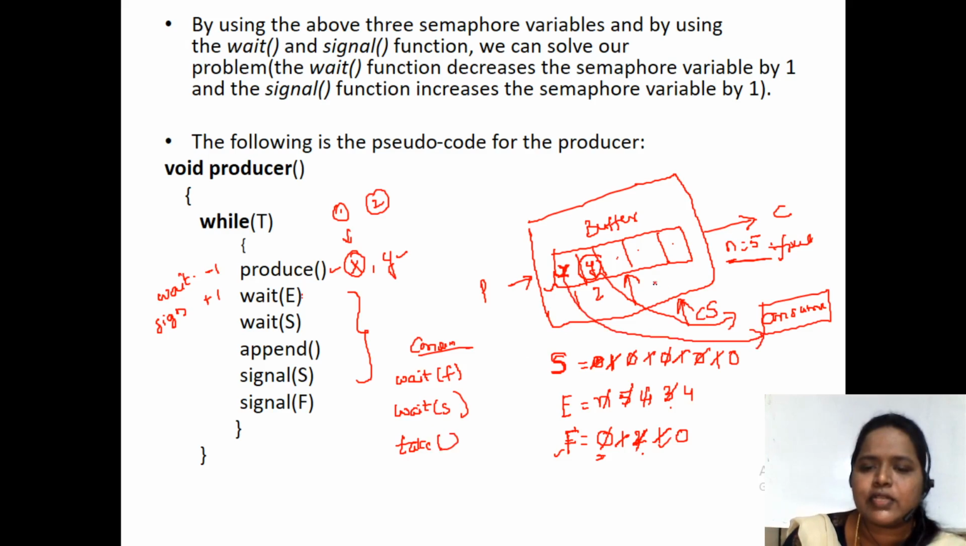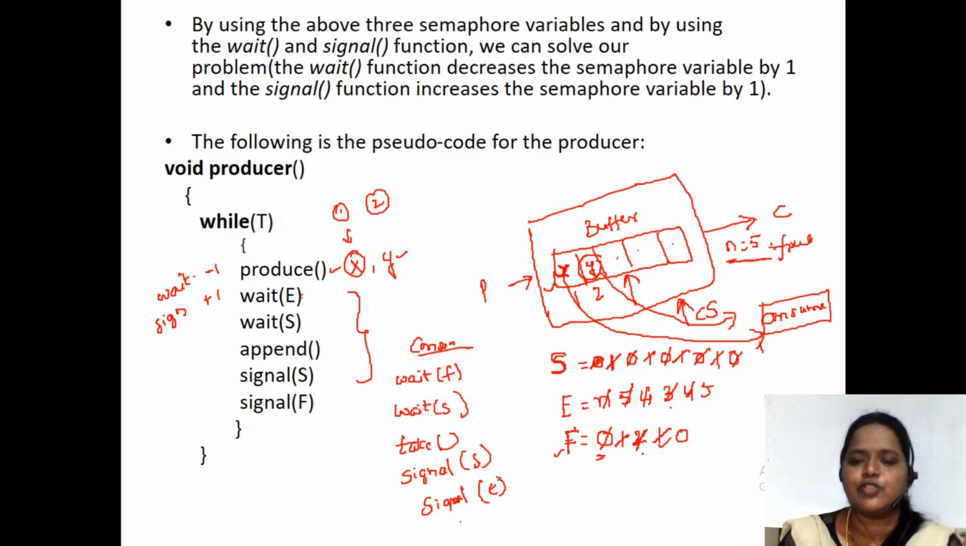Now there are no items in the buffer. Then what we have to do is signal(S). So signal(S), 0 to 1 it will be, and signal(E). Signal(E), some 4 to 5. Then this is the code for the consumer.